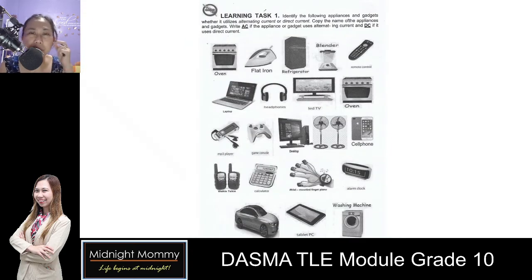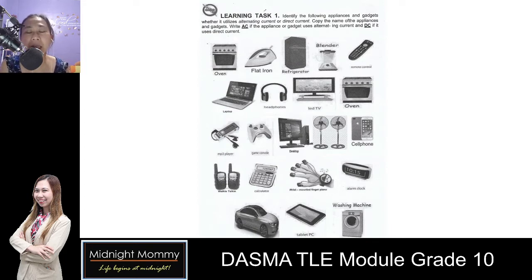Okay, so learning task number 1, identify the following appliances and gadgets, whether it utilizes alternating current or direct current. So copy the name of the appliances and gadgets, write AC if the appliance or gadget uses alternating current and DC if it is direct current. Okay, so madali lang po to.